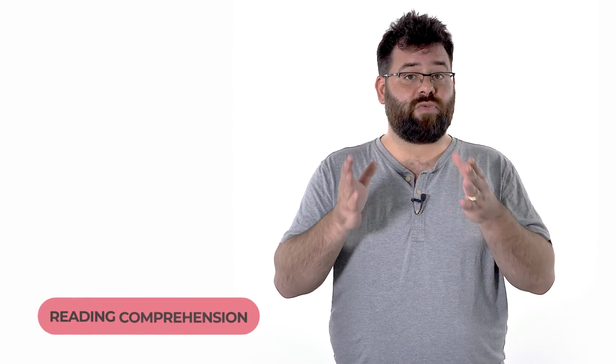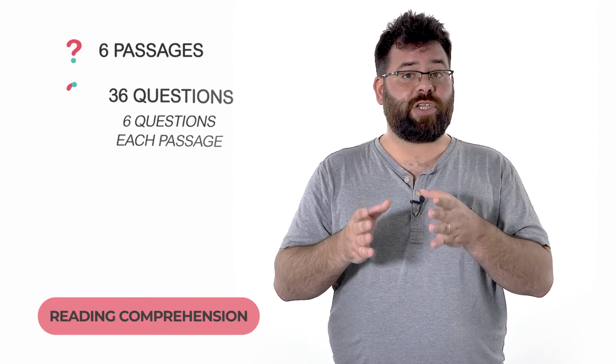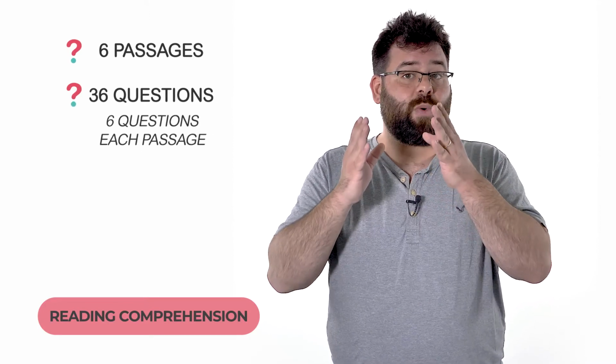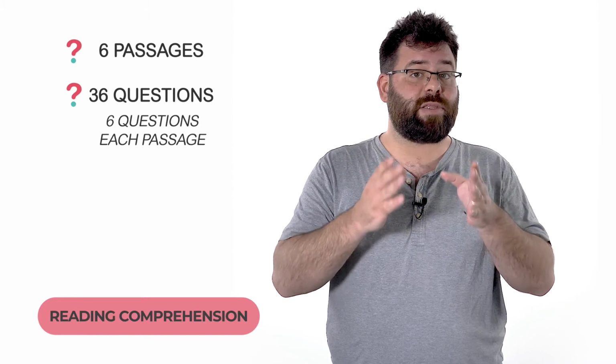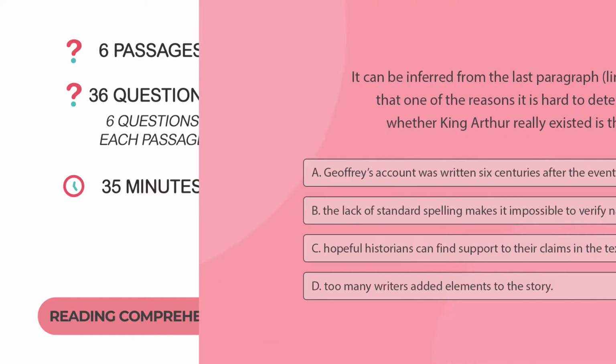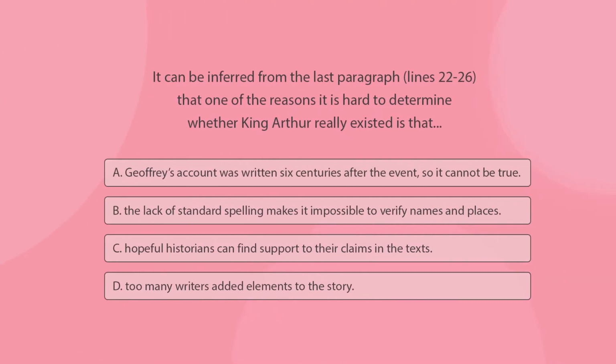The next section is reading comprehension. This section includes 6 passages with 6 questions each, designed to check how well you understood the passage and the ideas discussed in it. You have 35 minutes to complete this section. This question, for example, tests your understanding of a specific part of the passage. It asks you to draw an inference based on the information in the specified lines.